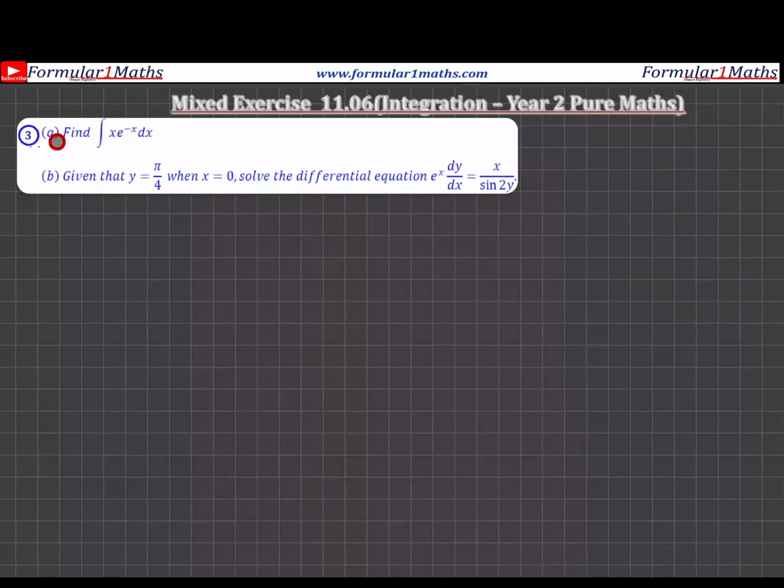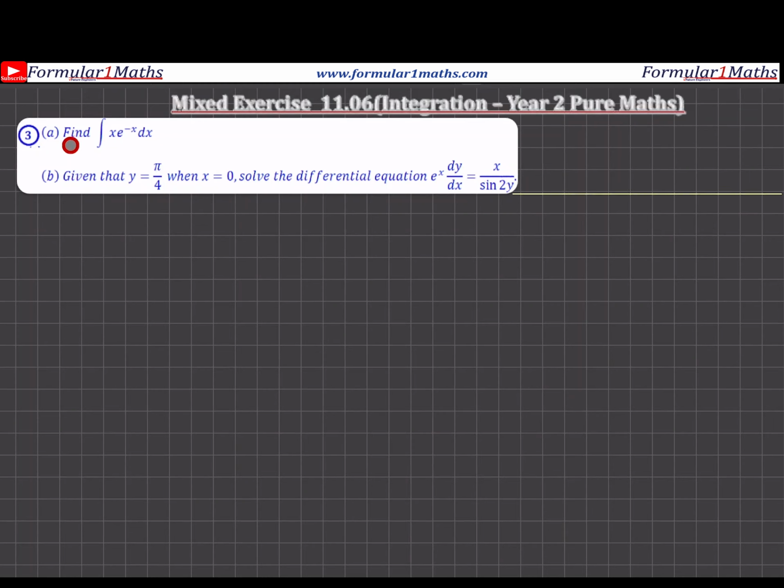Question 3. A. Find the integration of x times e to the power minus x dx. B. Given that y is equal to pi over 4 when x equals 0, solve the differential equation e to the power x dy/dx is equal to x over sine 2y.